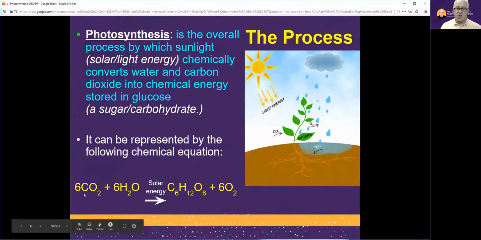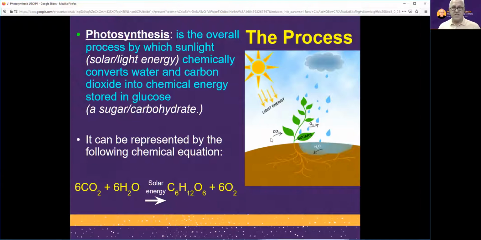So it's carbon dioxide and water plus solar energy is going to yield glucose and oxygen. So let's look at the image that we have here. This is showing the image of a plant growing on the earth. The top left, we've got the light energy. We've got a little plant that's growing here.